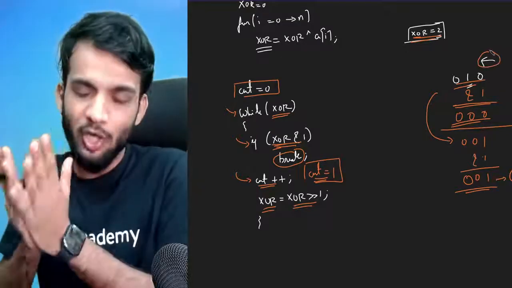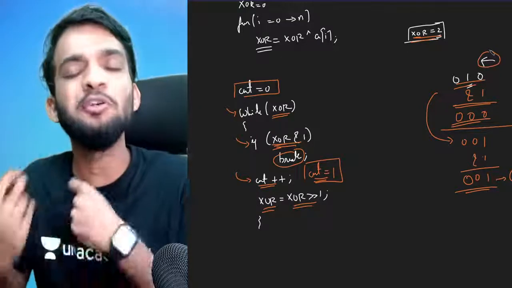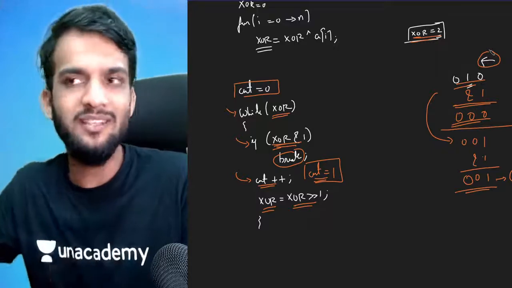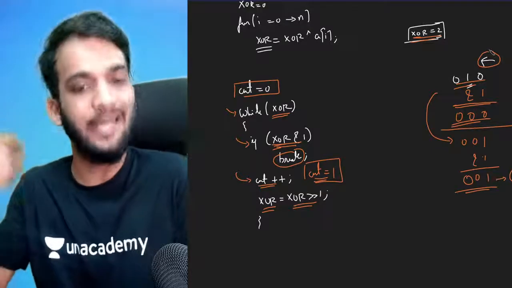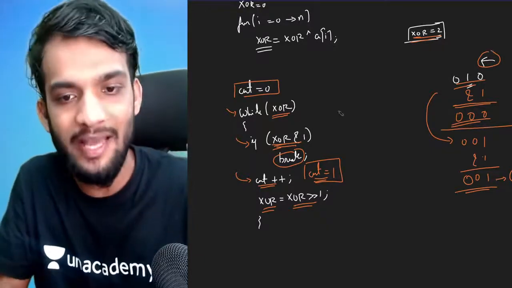Just in case, because I wanted to reduce the complexity. Because if I find the rightmost set bit, that will take me less time to find, no? Because I'm doing a break as soon as I find it.